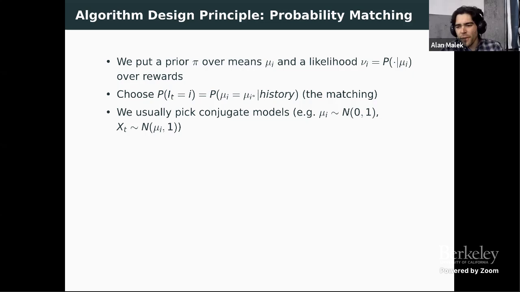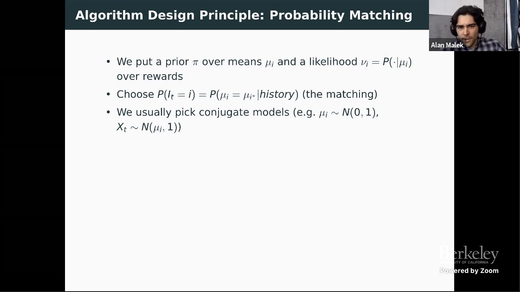And the algorithm design principle that really helped us was uncertainty, which isn't the only algorithm design principle we could have used. In fact, we're going to use probability matching instead. So for probability matching, which is a totally different way of solving the same problem, we're going to put a prior over means and then look at a likelihood. Right, so we'll have priors over mu_i and a likelihood nu_i, which gives us a sample given mu_i. And what we want to do is pull arm i with probability equal to the probability that arm i is actually the best. That's the matching part.